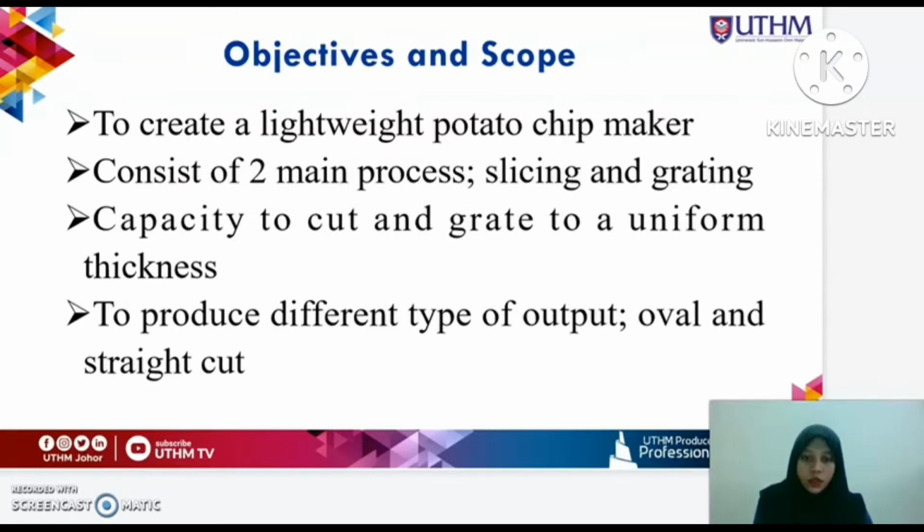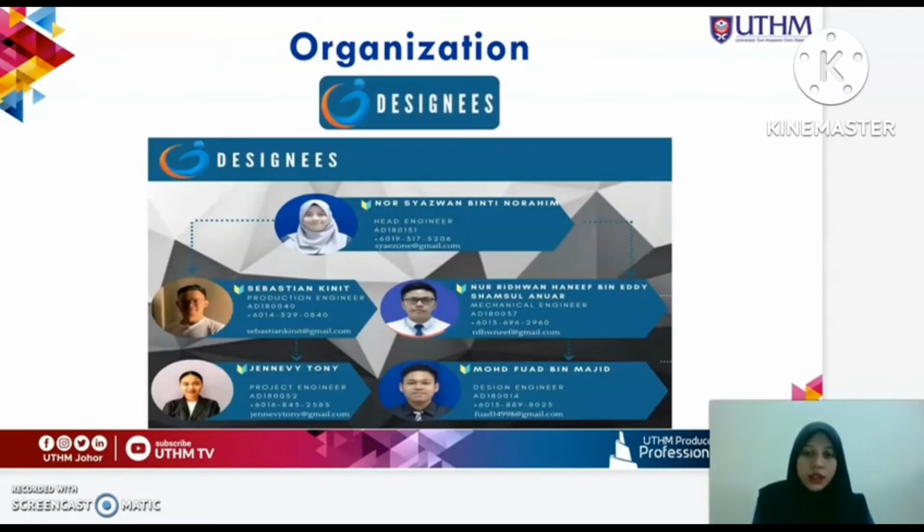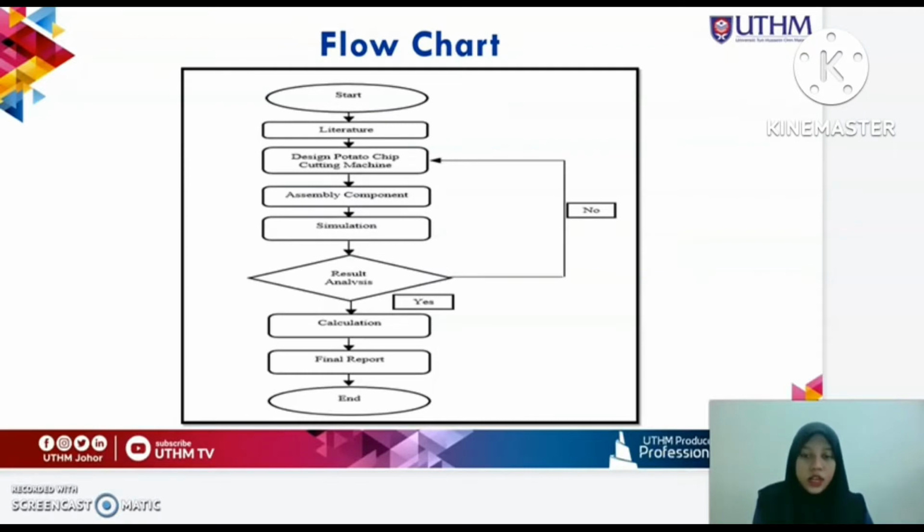For the objective and scope, we need to create a lightweight potato chip maker that has two main processes, which are slicing and grating, with the capacity to cut and grate to a uniform thickness and to produce different types of output, which are oval and straight cut. These are the logos and the organization chart for my team. This is the flow chart, where we do a literature review and design a machine, make an analysis of the results for our simulation, and then calculate and make a final report.